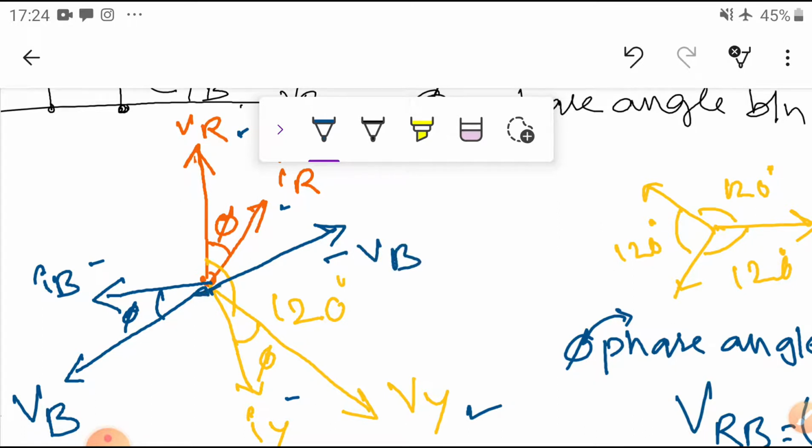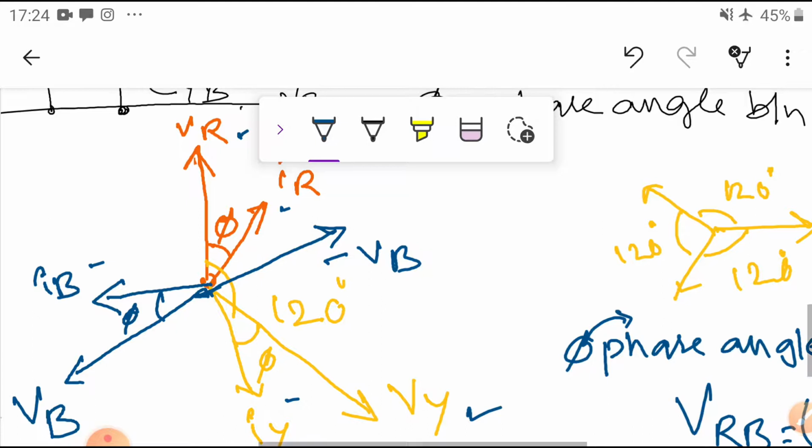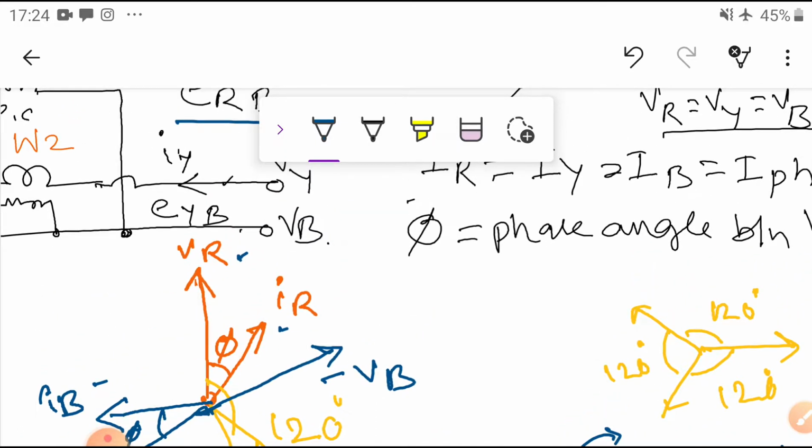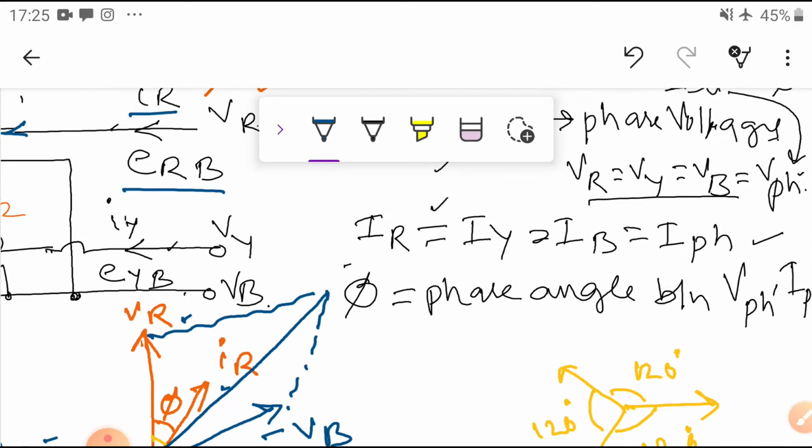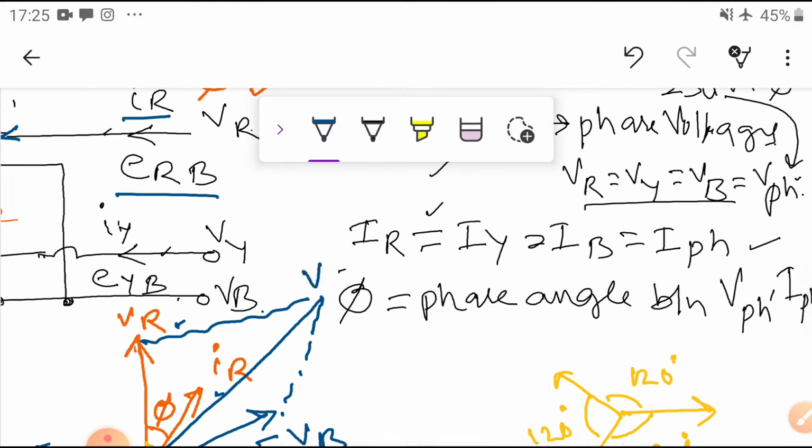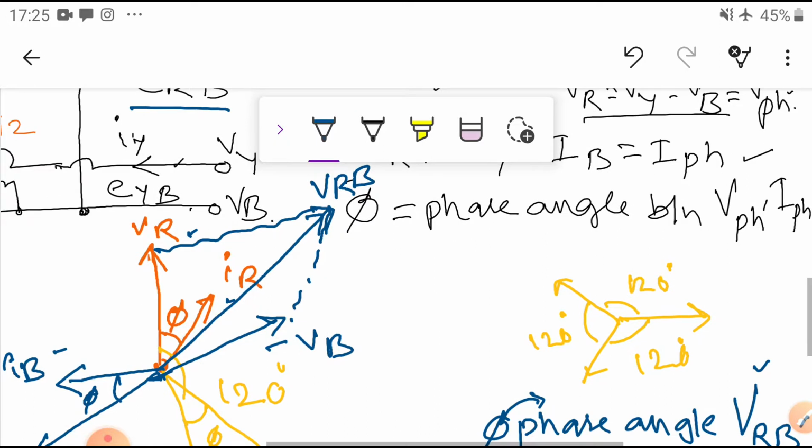Okay, same 180 degrees. Then from this one, what is the VB? So I can take the vector sum of these two values, and I am going to get the VRB. So this is known as the VRB. We got it.